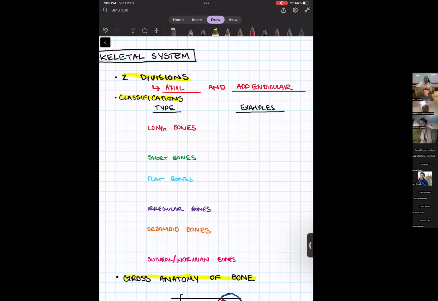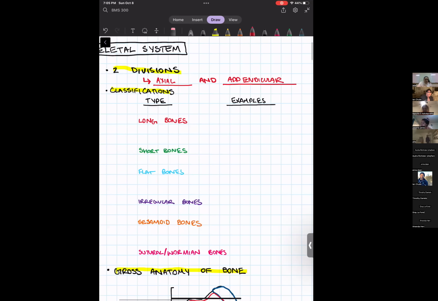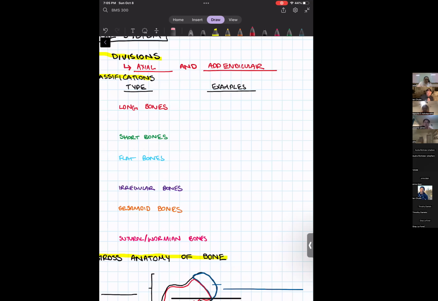And then axial is what makes up the axial? That's going to be your skull, your vertebrae, and your auditory ossicles, as well as any bones within that area. Perfect. And then appendicular, I always just say is the appendages, so everything outside of what's central to the body. So arms, legs, things like that.